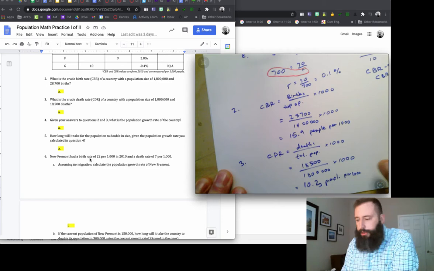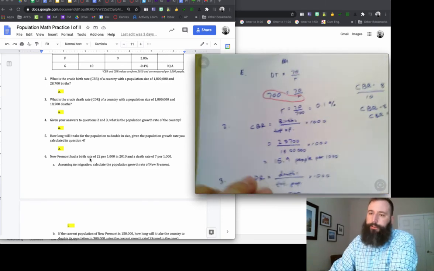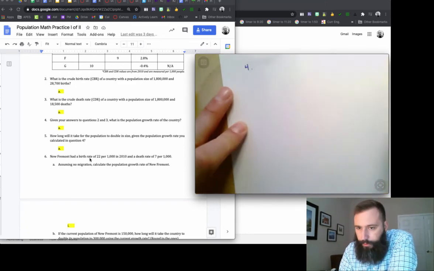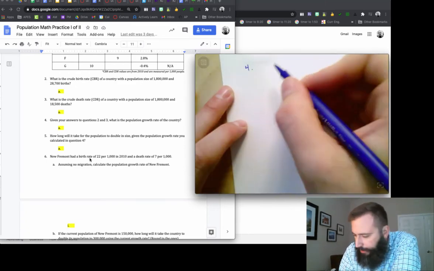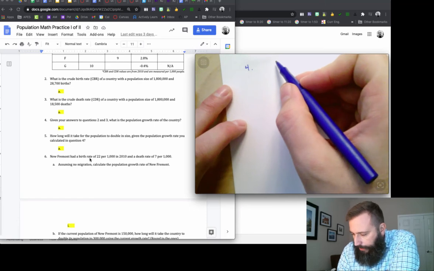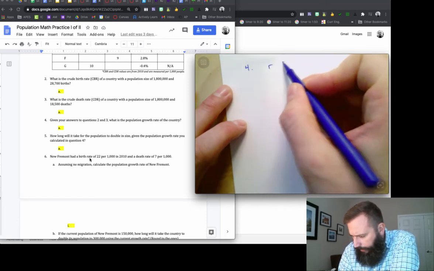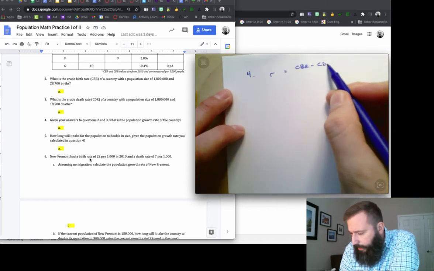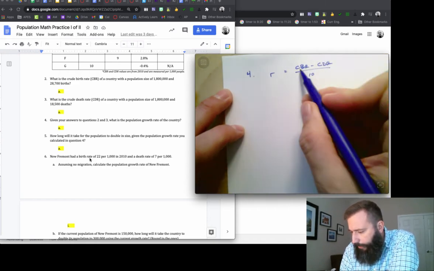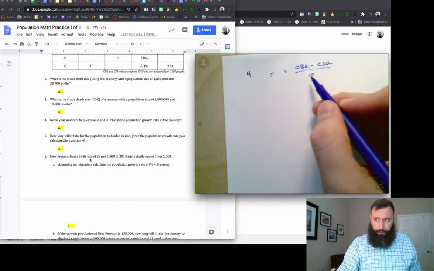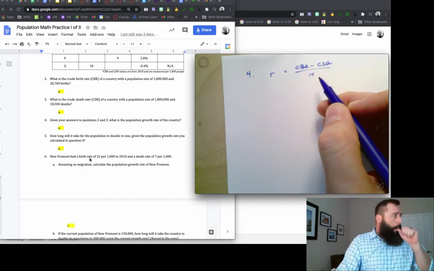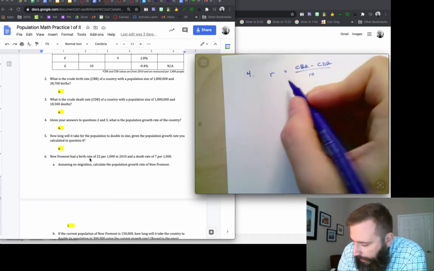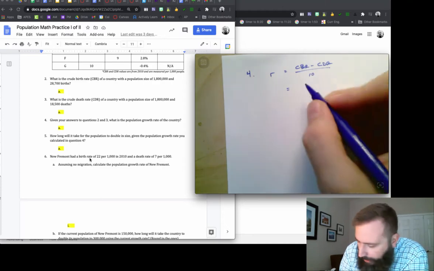What is the population growth rate of the country? So let's do that. This is 4, right? I'm going to need the answers from last time. So I know that R is equal to CBR minus CDR over 10, right? Both of these answers are out of 1,000. So if we divide them by 10, our number will be out of 100. That's a percent.